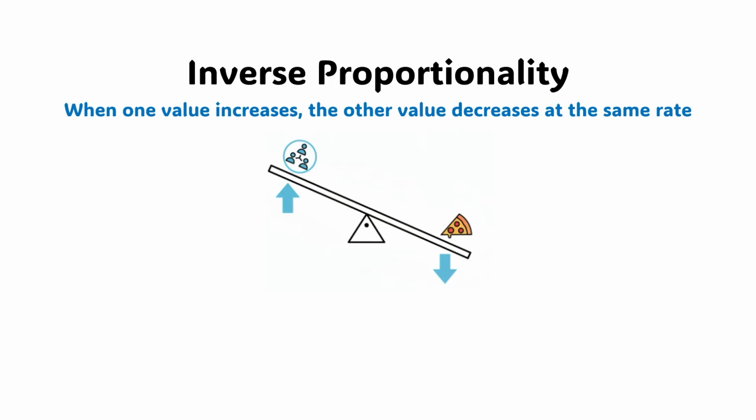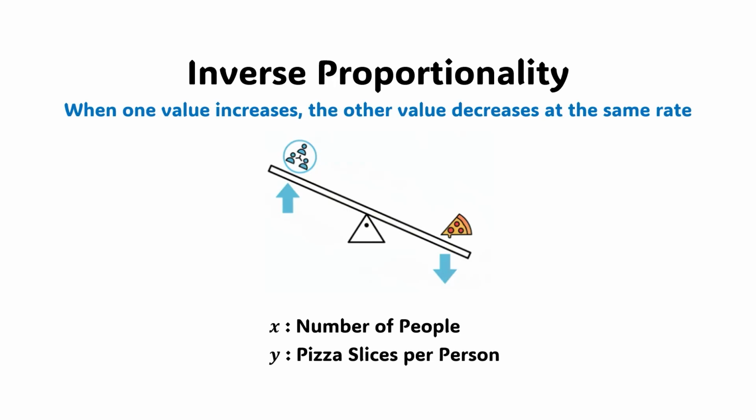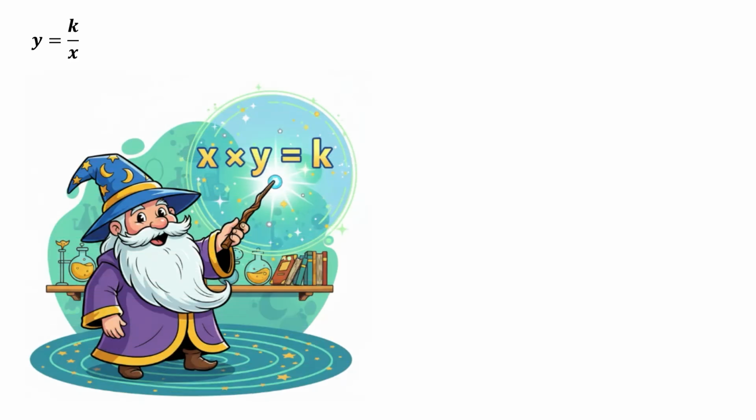In our pizza party, the number of people is our x, and the pizza slices per person is our y. As x goes up, y goes down. And of course, there's a cool formula for this. It's y equals k over x. Or an even easier way to remember it is x times y equals k.